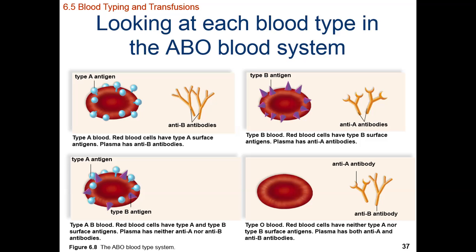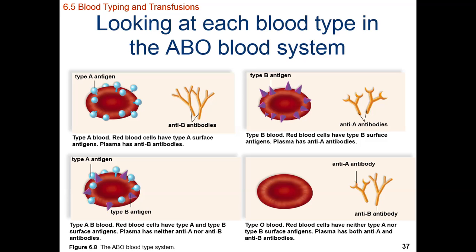On the flip side, if you have A and B antigens on your blood cells, you don't make any antibodies that can stick to either the A or the B antigen. So if you have AB blood, you don't make those antibodies that will attack blood cells. And particularly if you have AB positive blood, you are considered the universal recipient.